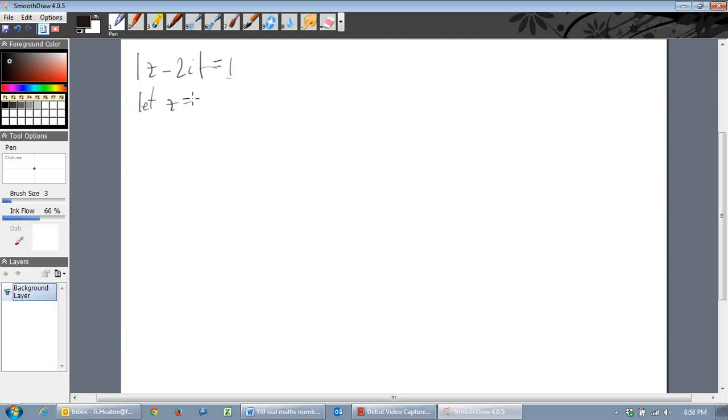Hard work. Let z equal x plus yi, and all we're going to do is substitute it in and solve it. I just need to use as much space as possible. So the modulus of x plus yi minus 2i equals 1. I'll leave space there for the graph. Therefore, let's put the real parts in that. I'll neaten it up for you.